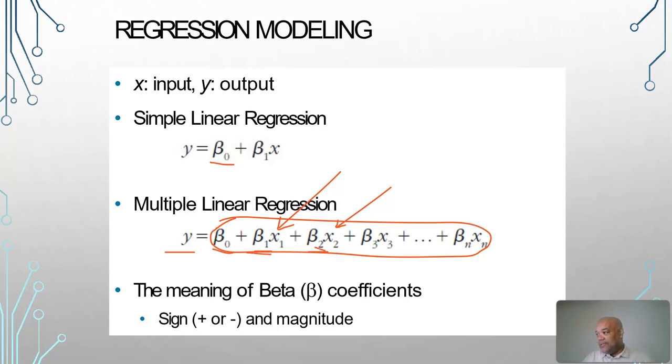These signs here, whether they're positive or negative, indicate the direction of the relationship. How large they are indicates the magnitude, the strength of their effect. So regression modeling provides a robust framework for understanding and predicting real-world phenomena across various fields, including economics, healthcare, engineering.